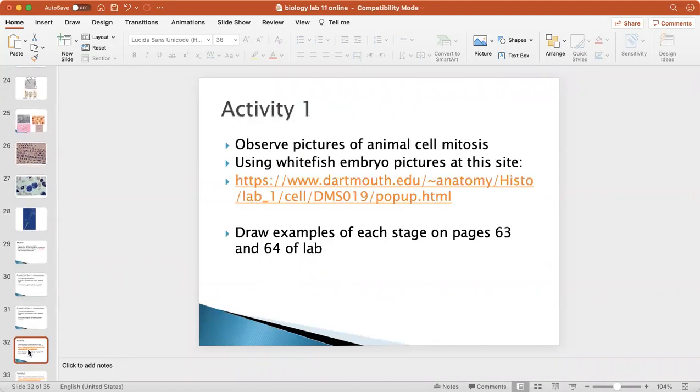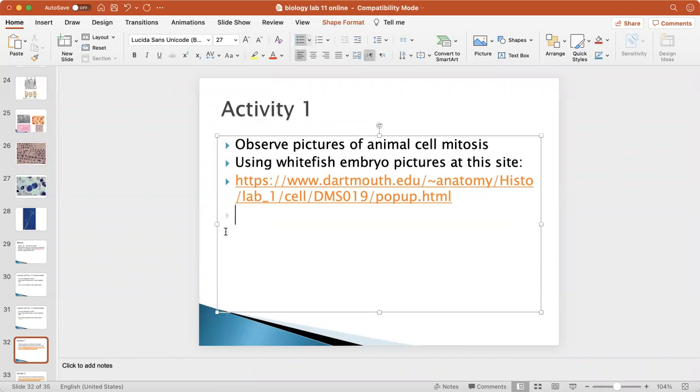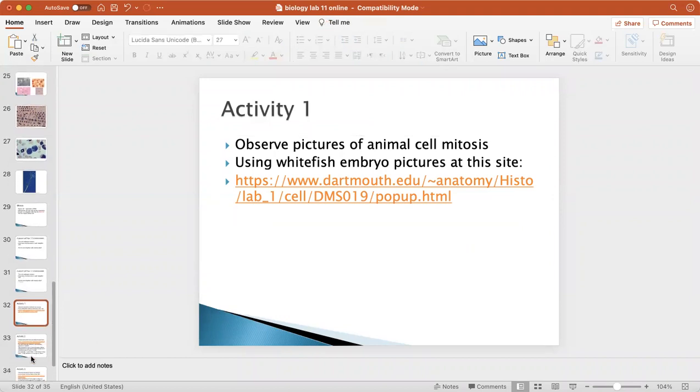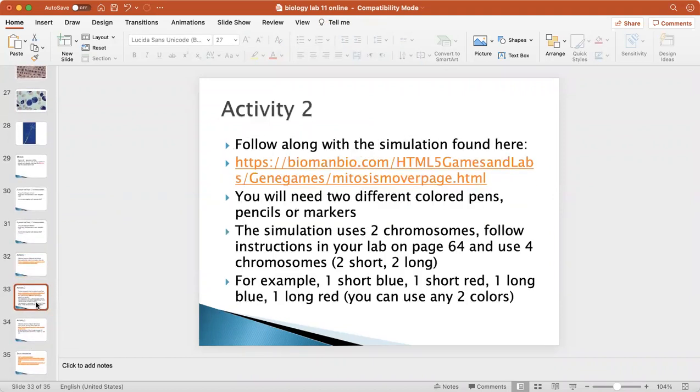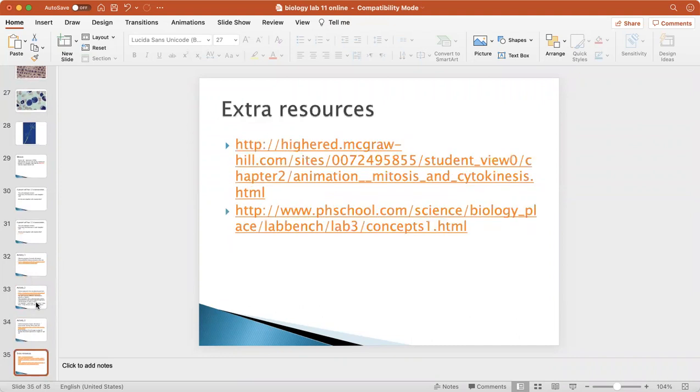You can observe pictures of animal cell mitosis using this whitefish embryo pictures. Don't worry about this. You can just ignore that. And for these activities that are on your worksheet, just follow the instructions that are on the worksheet. And then there's a couple of resources at the end if you want to take a look at some more animations.